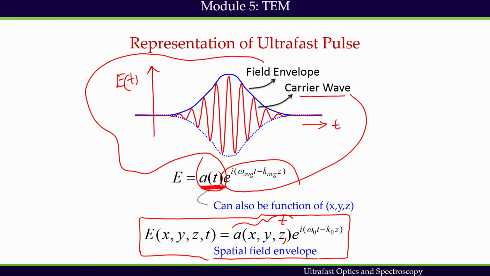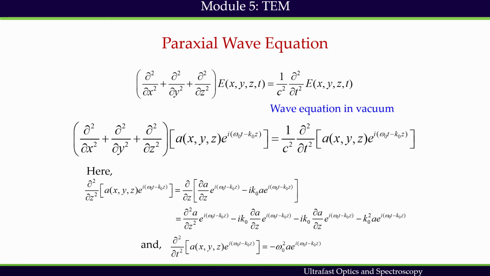But to simplify the problem for the present context, we will turn off this time dependence and we will just check the spatial dependent field envelope. If we take this equation and plug that in this equation, this is the wave equation in vacuum, then we find this expression.